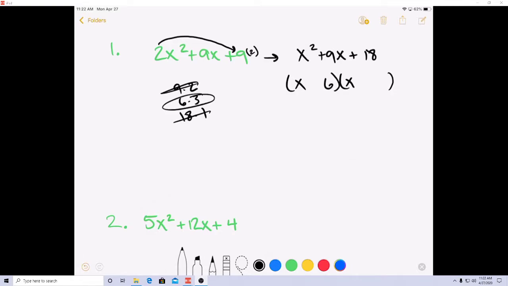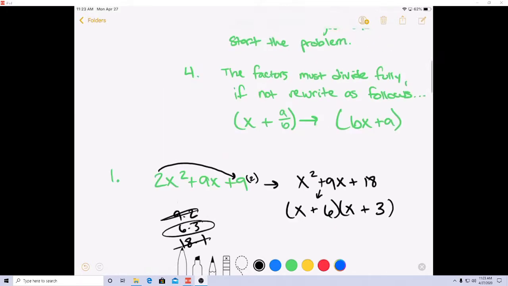So I put a 6, I put a 3. Remember the rule from last week? The bigger number, which in this case is a 6, gets the middle sign. Okay? And then you got to think a little bit on the 3. Do I want 6 plus 3 or 6 minus 3? Well, I want 6 plus 3 because it's got to be a 9 there in the middle. And it's got to multiply. 6 times 3 gets me 18. So it works. 6 and 3 can multiply to be 18, add to be 9. Okay, so we're good. That's our first 2 steps.